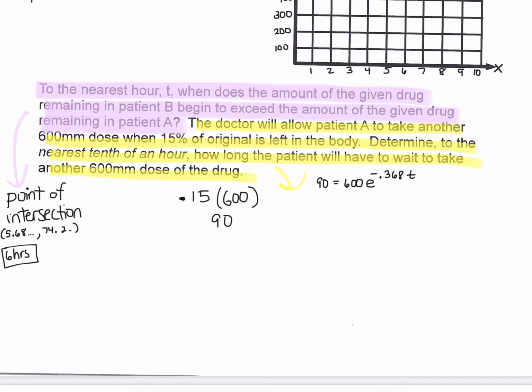The doctor will allow patient A to take another 600 milligram dose when 15% of the original is left.